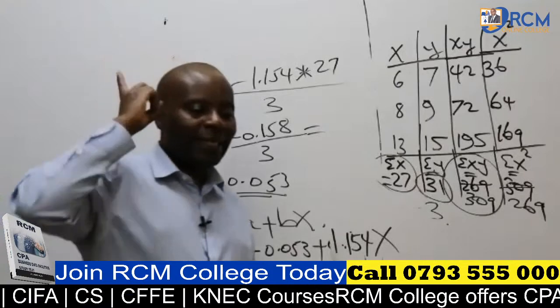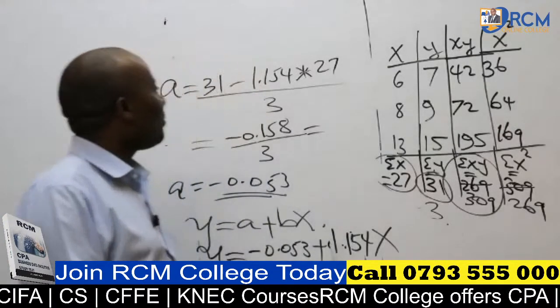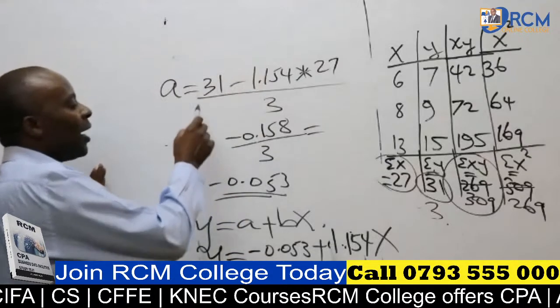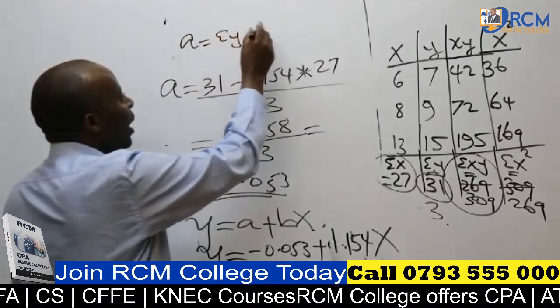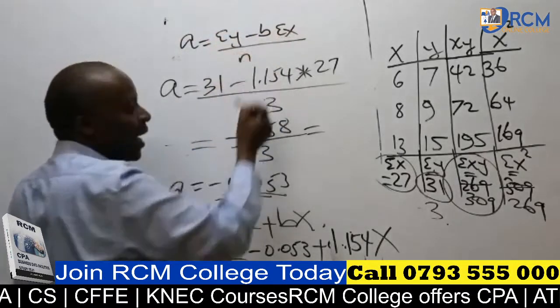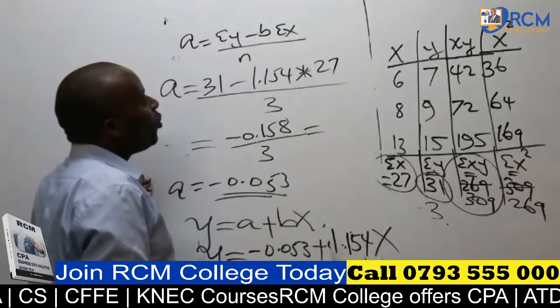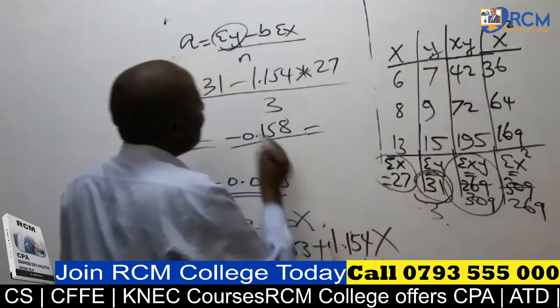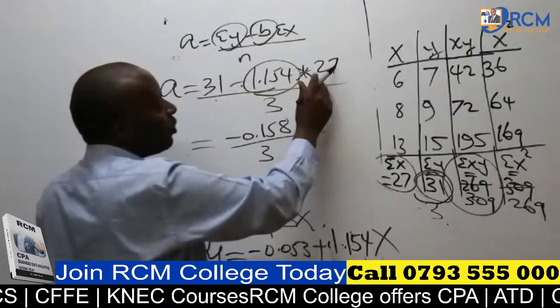Fatma is honest. Fatma amesema she's getting a different value of A. Fatma, angalia. Tumesema A namna gani? Ni summation of Y minus B, summation of X over N. Ukipata figure tofauti, mimi najua summation of Y hapa ni gani jameni? Ni 31 minus B itself, which is this one, times summations of X.